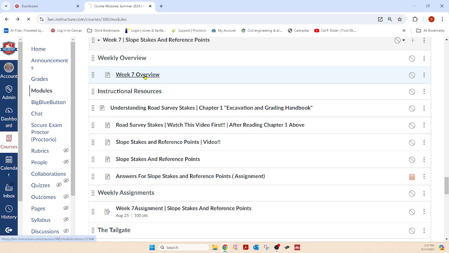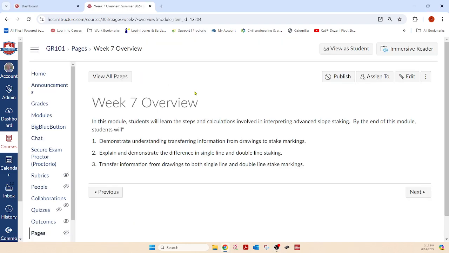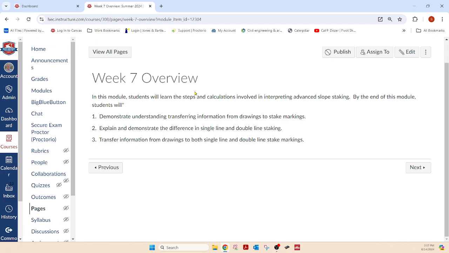Let's look at what I want you to learn. Understanding transferring information from drawings to stake markings. There'll be a lot of that. It's not going to be like the grade plans with all the contour lines. These will all be profiles. It'll be plotting elevations and considering distances away from the reference stake, etc.